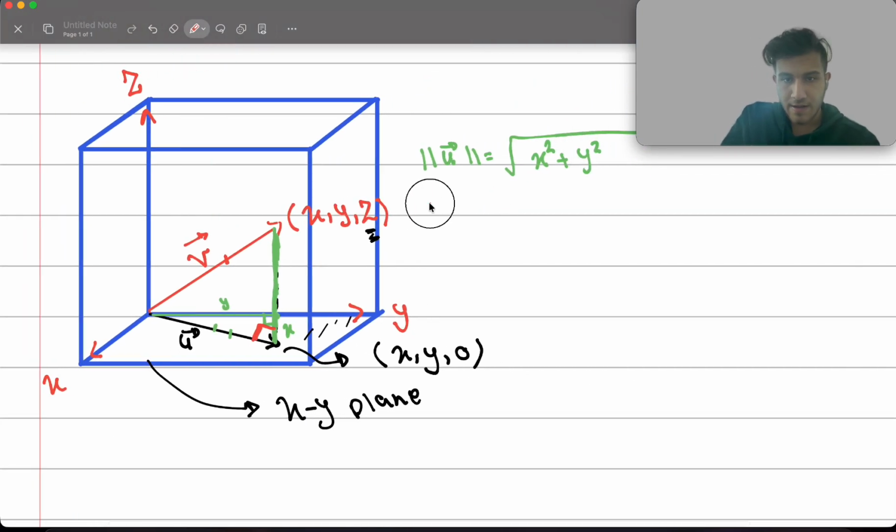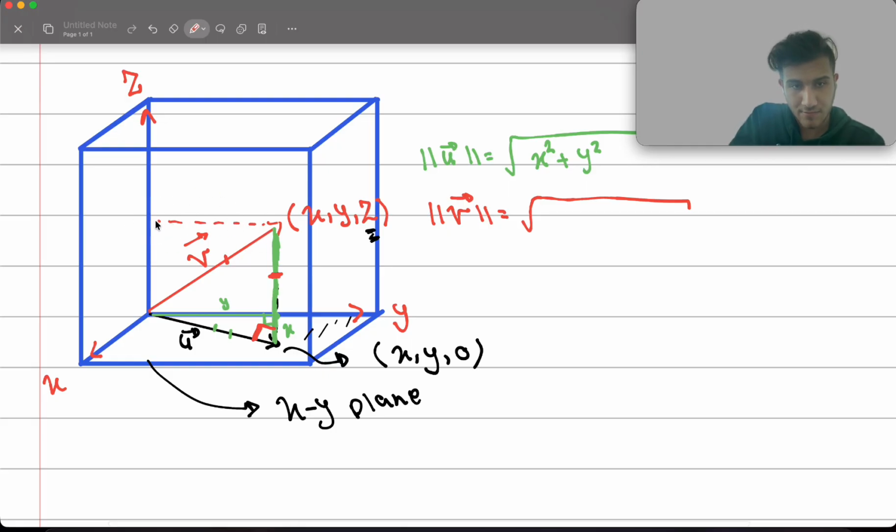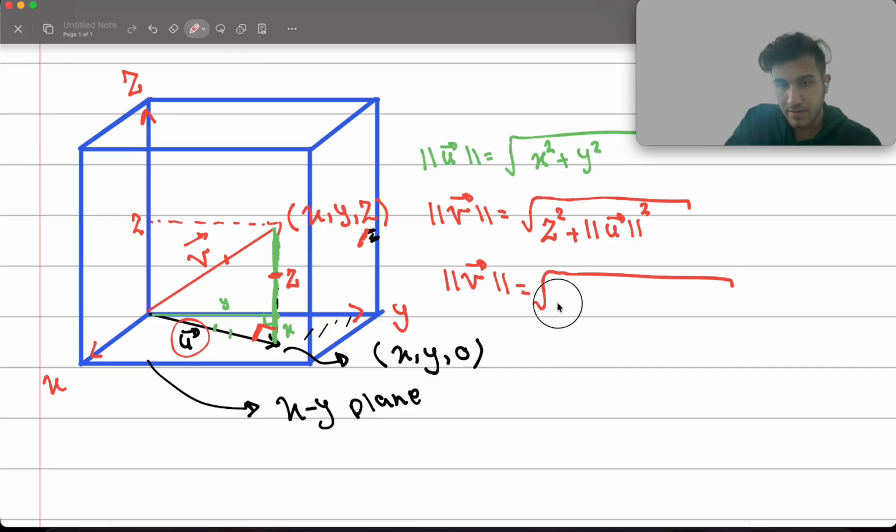So if I want to find v, what is it? v is the square root of this guy right here. What is this guy? This is just the height, or the z coordinate, right? So it's going to be z squared plus this guy right here. What is this? This is the same as the magnitude of u, so the magnitude of u squared. Okay, let's just rewrite it again. So the magnitude of v is going to be z squared.